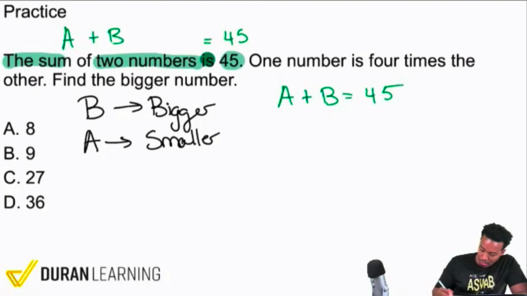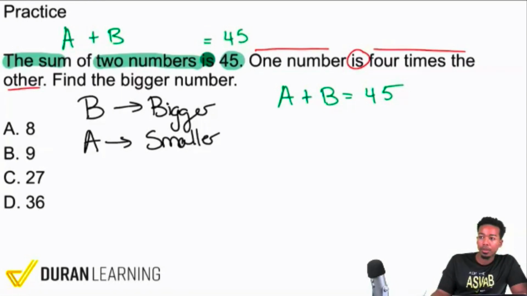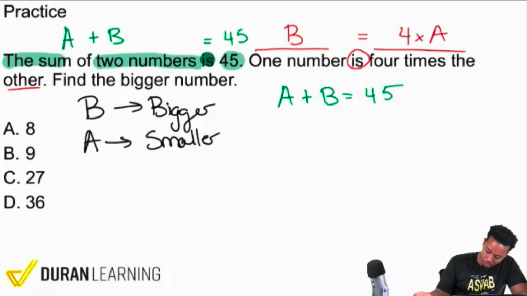Then next, one number is 4 times the other. So everybody, which one has to be the one that's by itself? The bigger number or the smaller number? If this number is 4 times bigger than the other, the bigger number has to be the one by itself. The bigger number is 4 times the other number. And so you should have had B equals 4A.